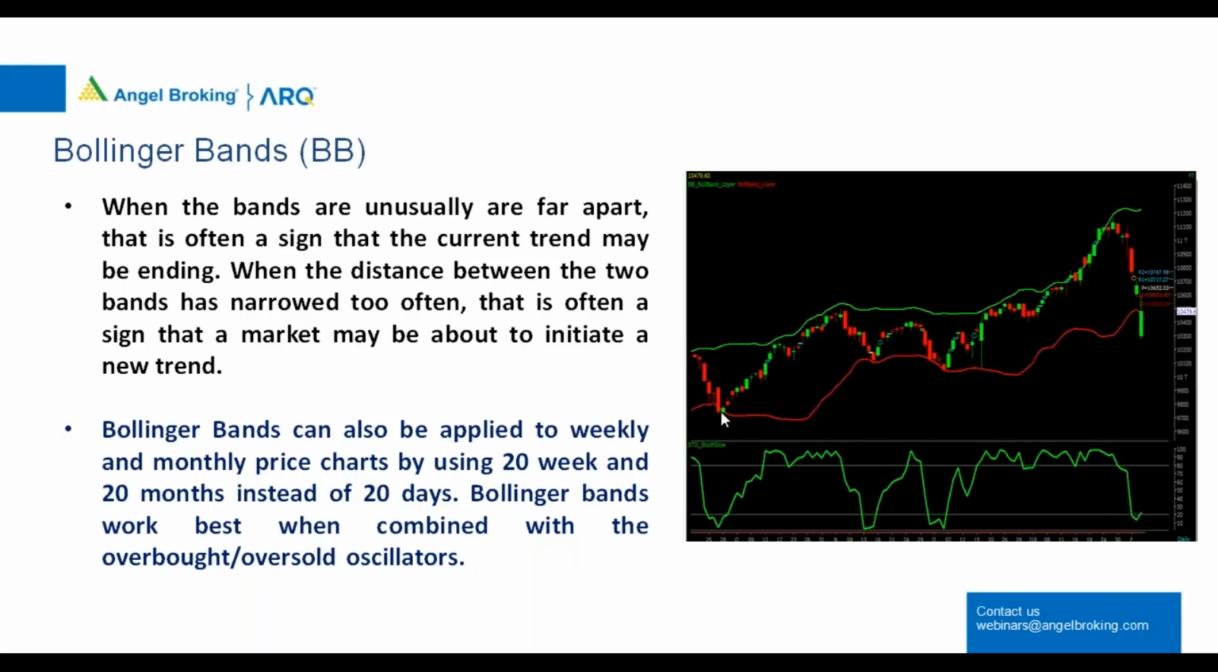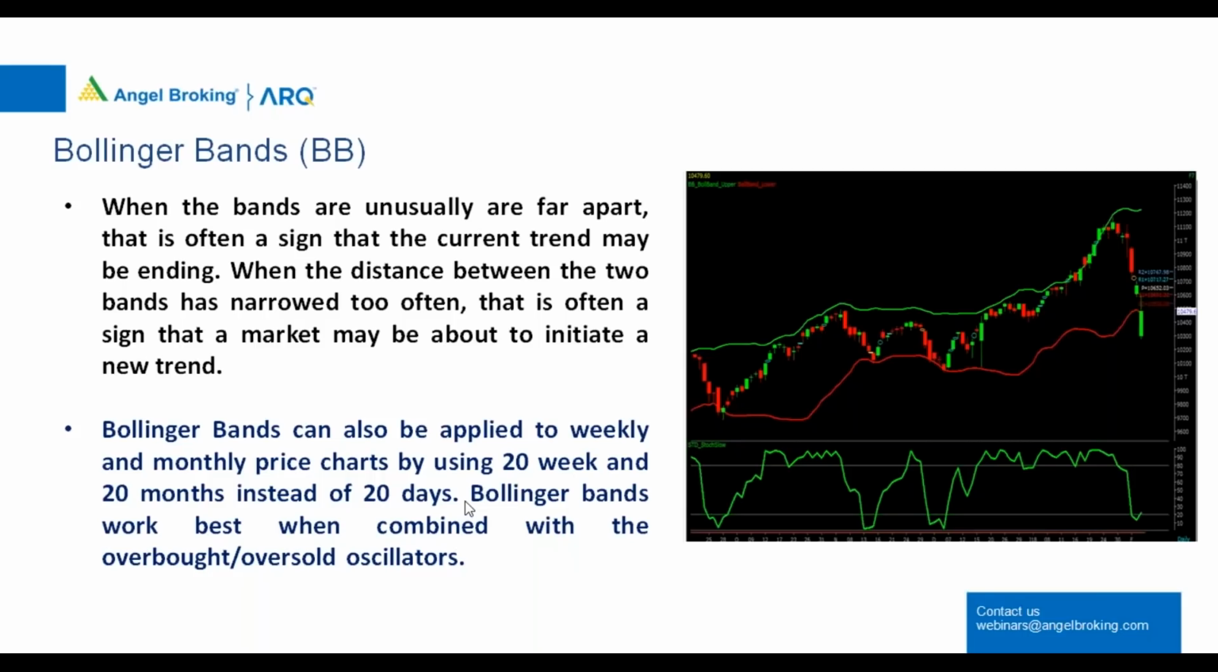Bollinger Bands can also be applied to weekly and monthly charts by using a 20-week and 20-month average instead of a 20-day. The best part is that technical indicators and technical analysis work across time frames. It works well on a 15-minute chart, 5-minute, hourly, 2 hourly, 4 hourly, daily, weekly, monthly, whatever. So that gives you an advantage.